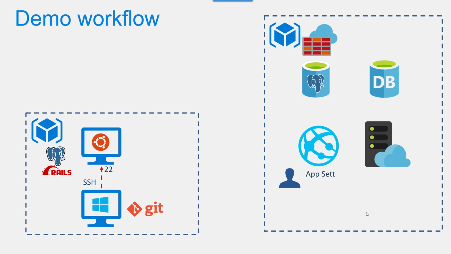Then I will set some configuration for the app settings, which is required for the Ruby on Rails production environment and the connection string. And then push my application from the Linux local machine to the cloud on the app service.